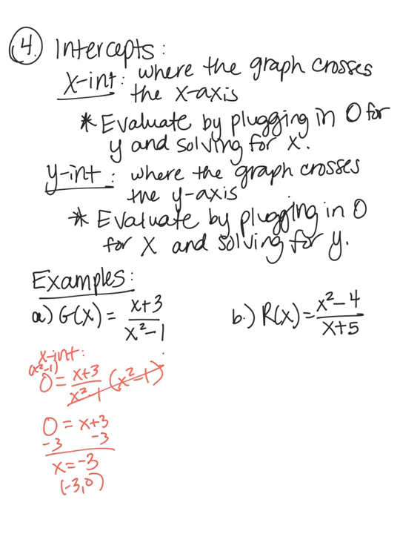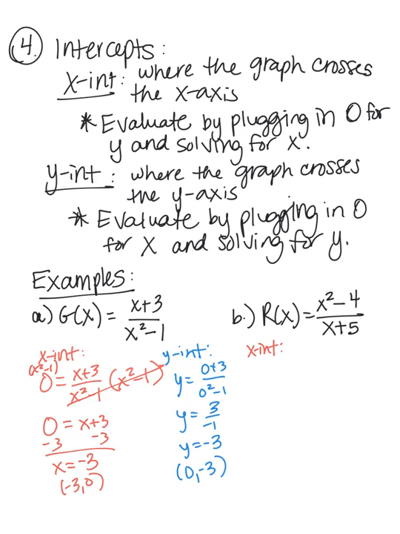So let's talk about the y-intercept. To get the y-intercept, I'm going to plug in 0 for x and solve for y. So 0 plus 3 over 0 squared minus 1. My zeros go away, so I get 3 over -1. So my y-intercept is -3. I could write that as (0, -3), because that 0 is what I plugged in for the x. Right? So look at this last example here.